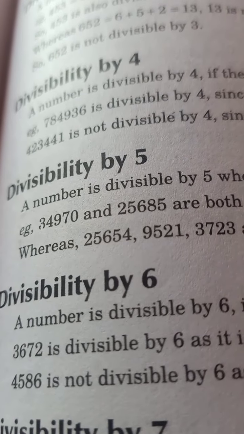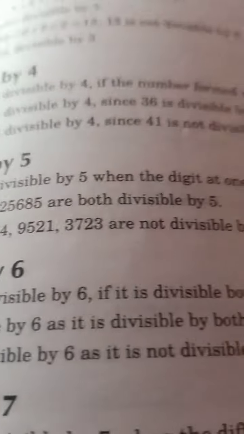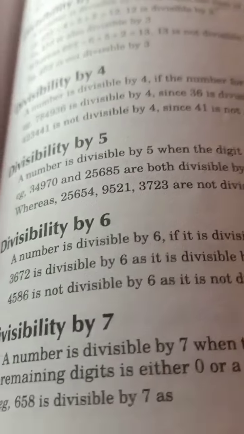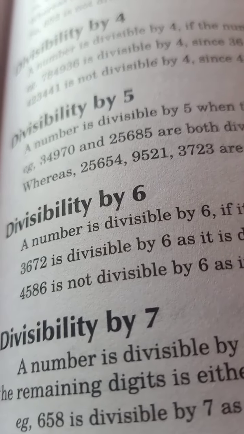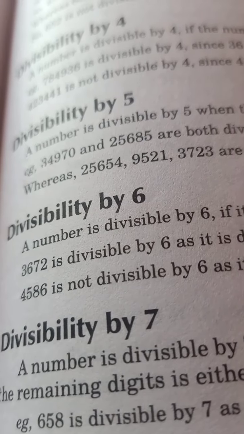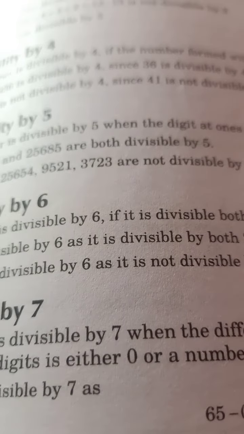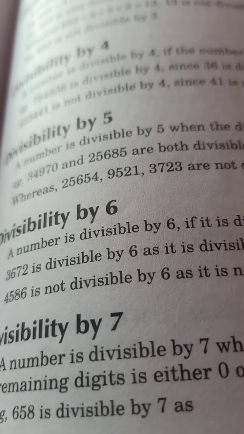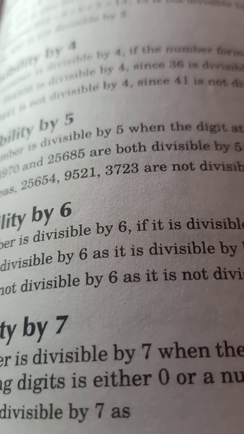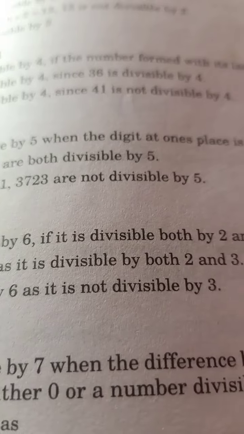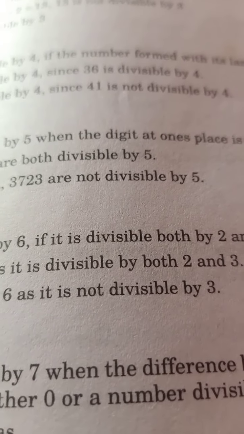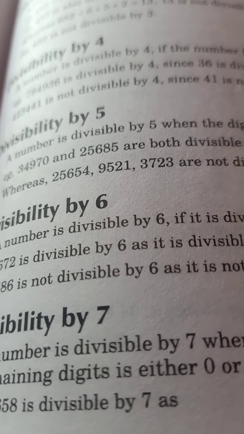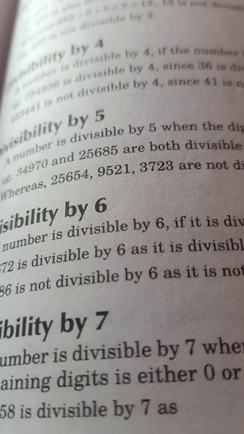And next, divisibility by 5. A number is divisible by 5 when the digit at one's place is 0 or 5. For example, 34970 and 25685 are both divisible by 5. Whereas 25654 and 9521 3723 are not divisible by 5 because they do not have 0 or 5 at their ones place.